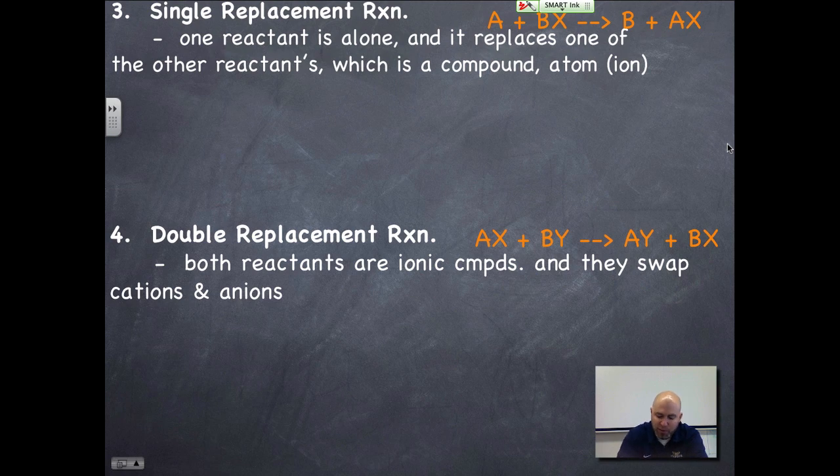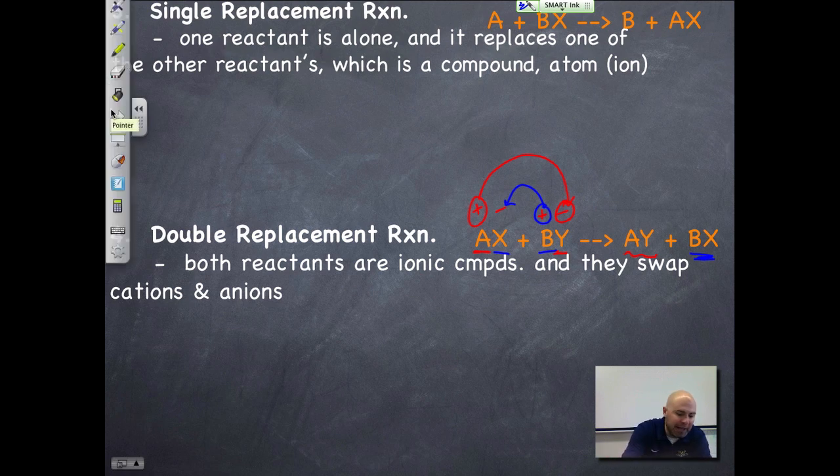So notice we always put our positive, our cation first, negative second, positive first, negative second. Notice that the A is positive. It will get together with the negative, the A with the Y, and the B, which is positive, will get together with the X, and notice your BX. So that's the generic formula. Let me give you an example.